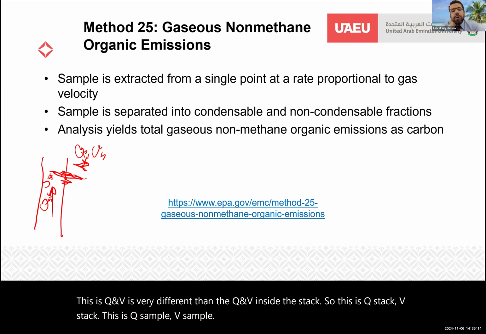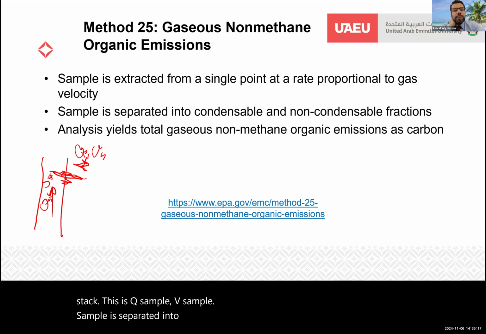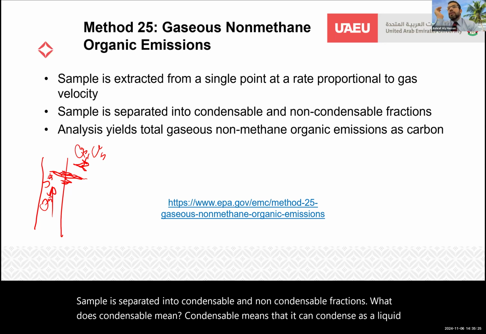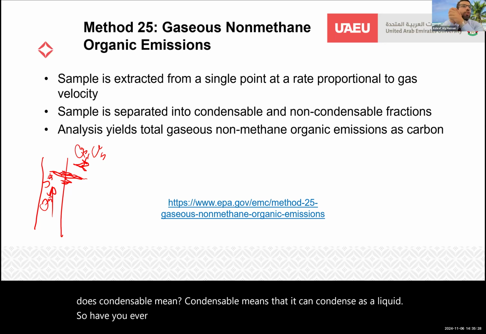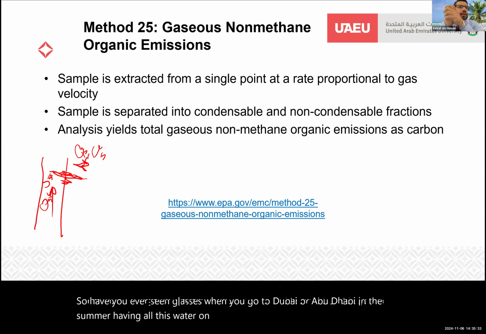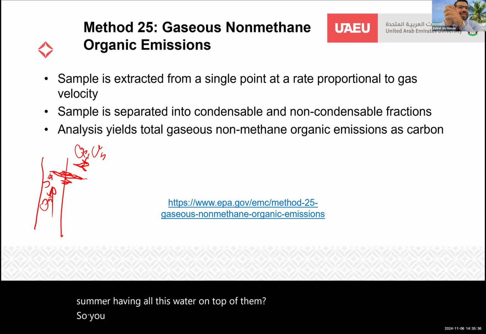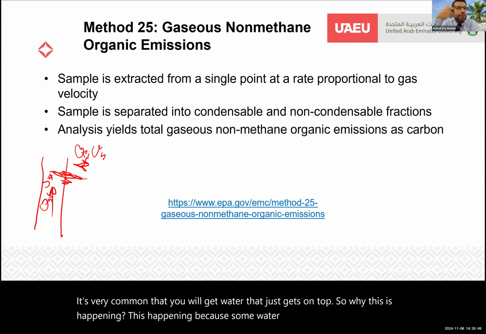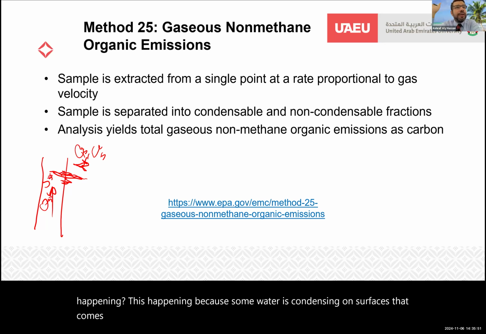Sample is separated into condensable and non-condensable fractions. What does condensable mean? Condensable means that it can condense as a liquid. Have you ever seen glasses, when you go to Dubai or Abu Dhabi in the summer, having all this water on top of them? It's very common that you will get water that just gets on top. Why is this happening? This is happening because some water is condensing on surfaces. That comes from the humidity of the air itself.